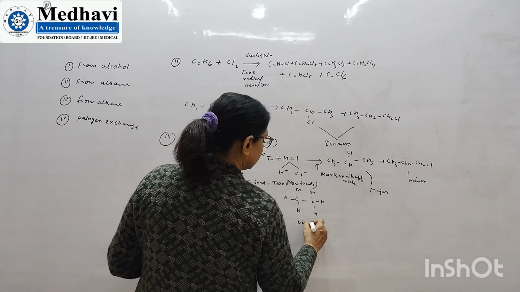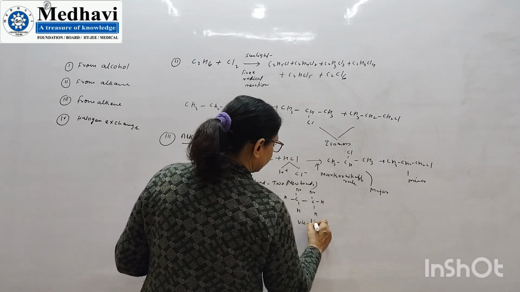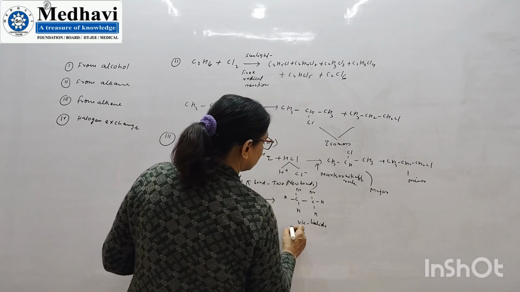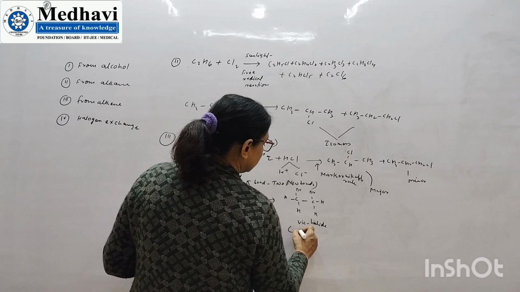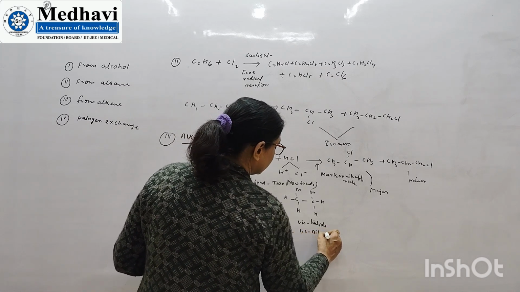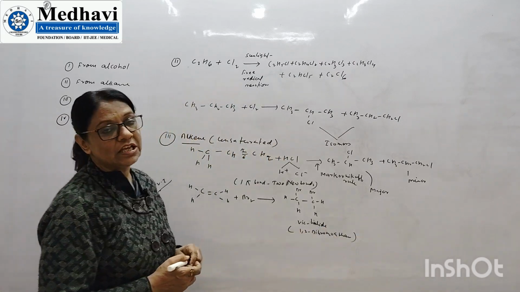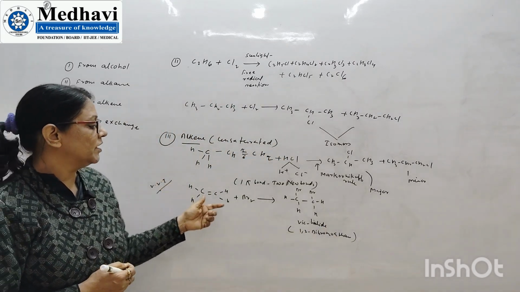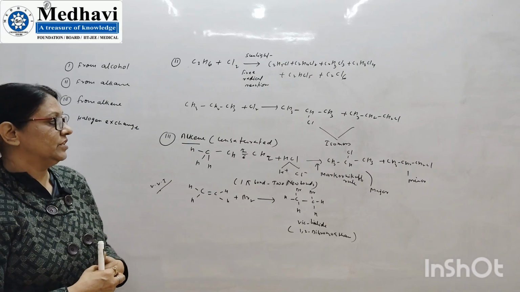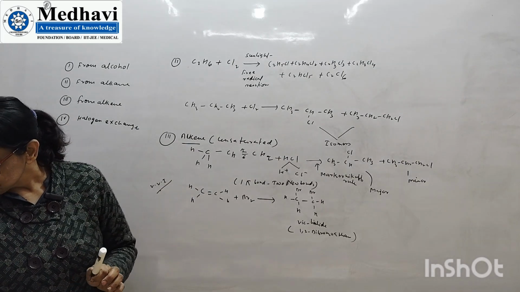So we can say this is a dibromo halide, or its IUPAC name is 1,2-dibromoethane. So this is the reaction which is the test for unsaturation. For an unsaturated, double bonded compound, the reddish color gets discharged. So this is a method for the preparation of alkene.